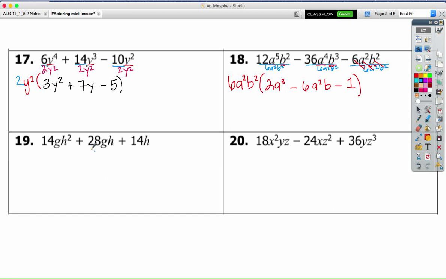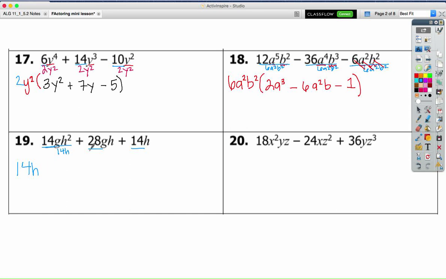Last two examples like this, 14, 28, and 14, we can take out a 14. G is with the first two terms, but not the last, so we cannot take out a G. But H is with all three of them. They all have at least an H to the first power, so we can take out just an H to the first power.